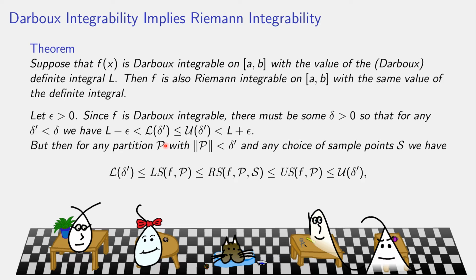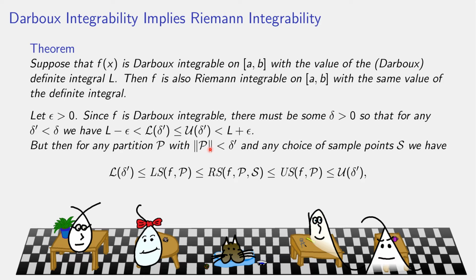Now pick any partition you want whose norm is also small enough so that L of delta prime and U of delta prime are both in between L minus epsilon and L plus epsilon. What we know is that Riemann sums are always in between upper and lower sums for that particular partition.